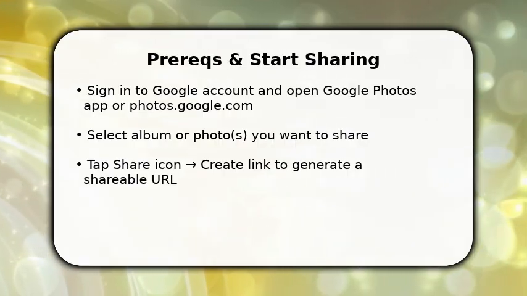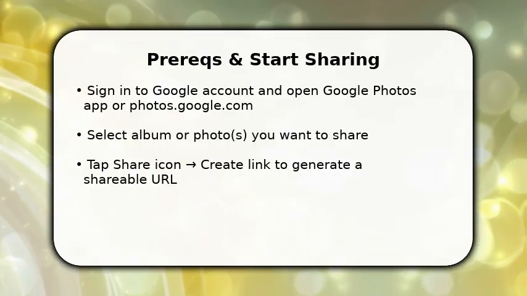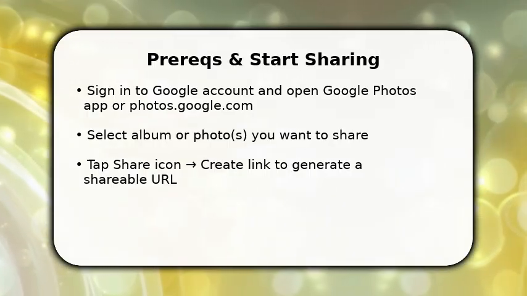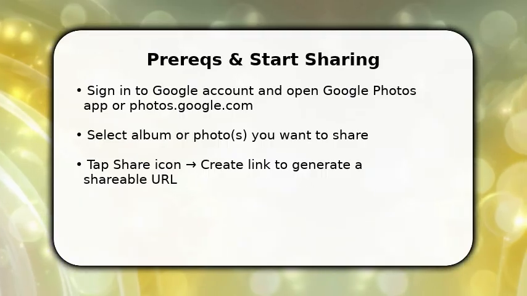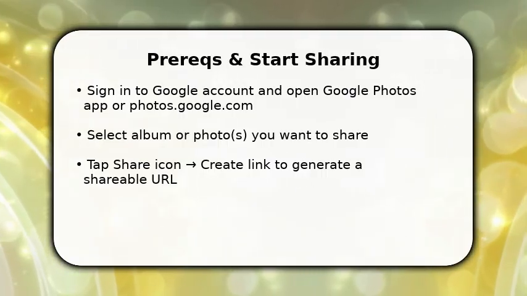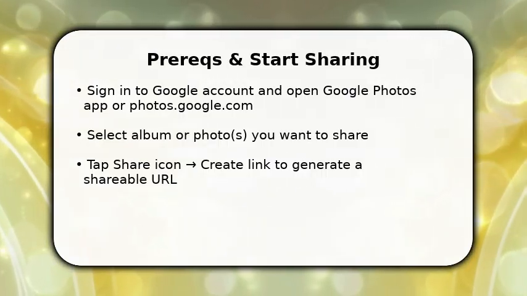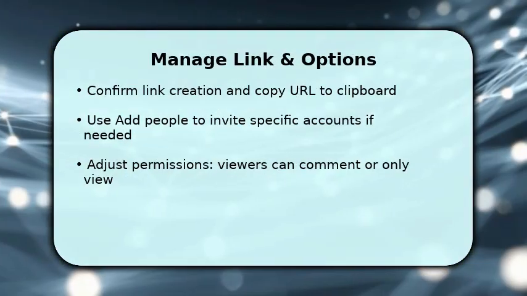You do this so anyone with the link can view. Make sure the selection is final before creating the link because it controls visibility for that set. Once done, Google Photos generates the link and displays a Copy Link button. Tap it to place the URL on your clipboard.